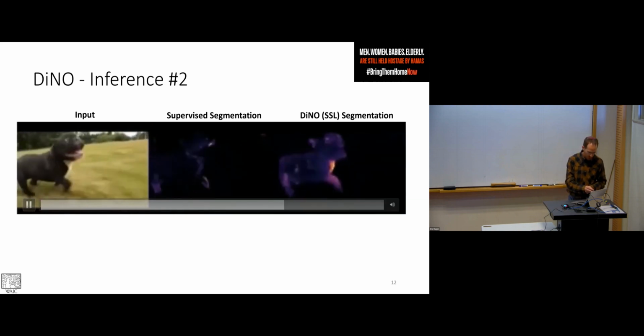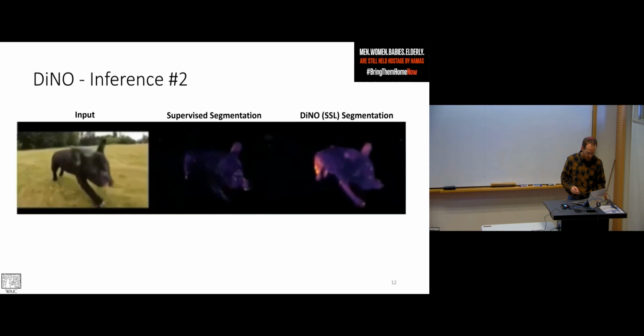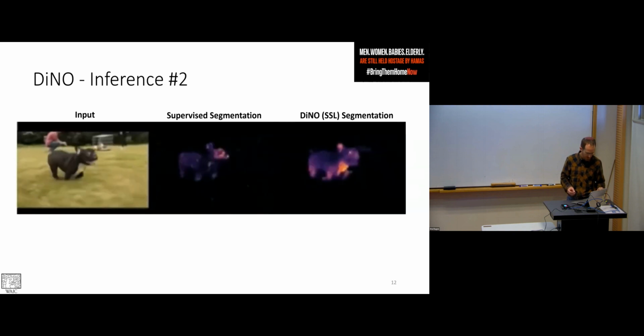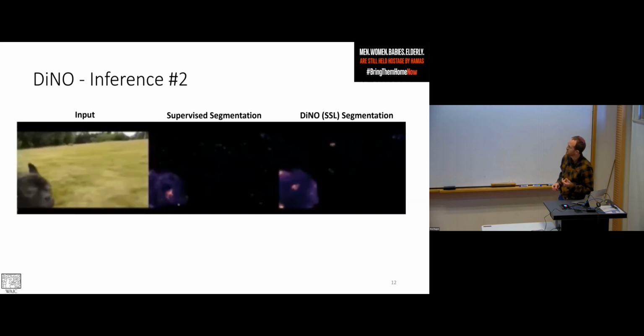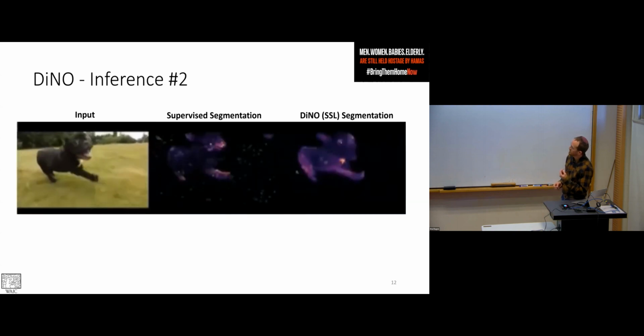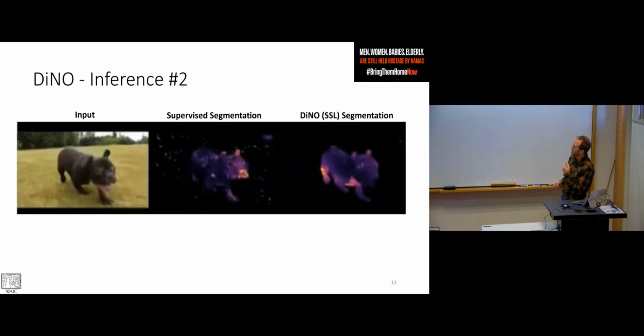So this is the right-hand side: the attention maps from a self-supervised DINO, and the middle one is from a supervised model. And you see that DINO learns much cleaner attention maps. There are no speckles in the background. So even the attention, where there is no supervision here, is much more informative than what the supervised model learns.